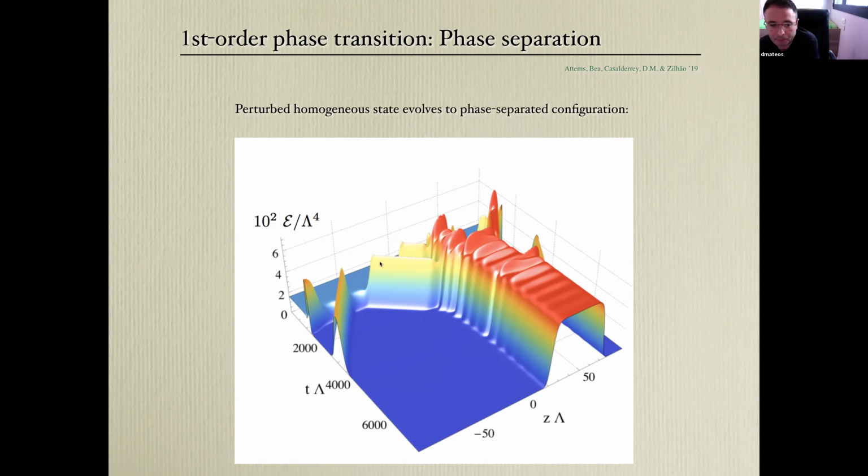But we can map the problem to the gravity side and simply evolve in time Einstein's equations and find the solution, and then go back to the gauge theory and plot the energy density as a function of time and space. And what you see is what you expect, which is that at the very back, at some point, this exponential growth of the unstable mode kicks in, and you go from the homogeneous state to something very complicated, which evolves in time, but eventually settles down to what you would expect, which is a phase-separated configuration.